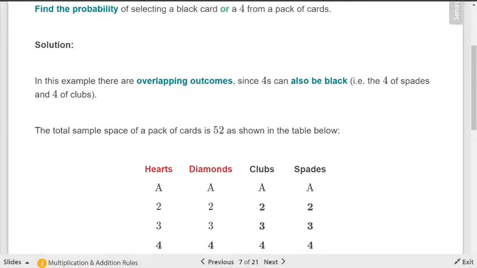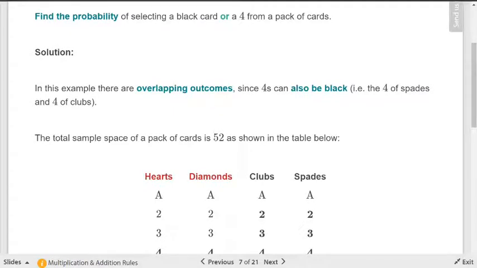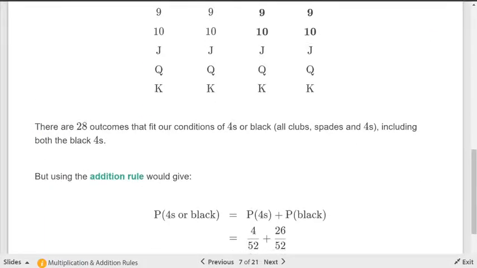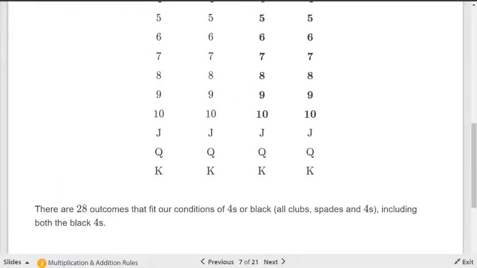We know that these two things are overlapping if we just ask ourselves the question: if we have a black card, can that black card also be a 4? So we know we have overlapping situations, right? Therefore, we cannot use the addition rule. Later we're going to learn a formula that will allow us to use the addition rule. But for now, they're just going to give us the sample space and show us why that can't happen.